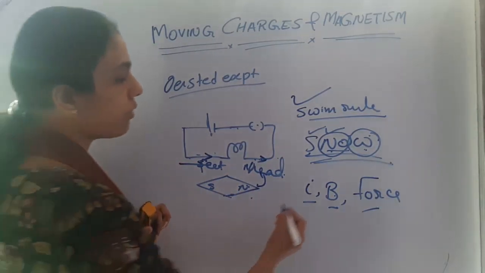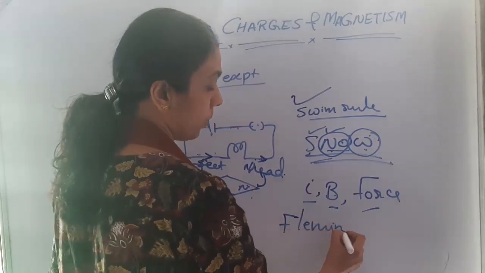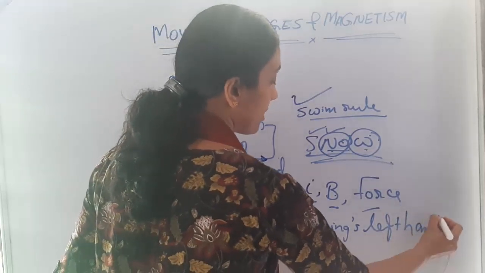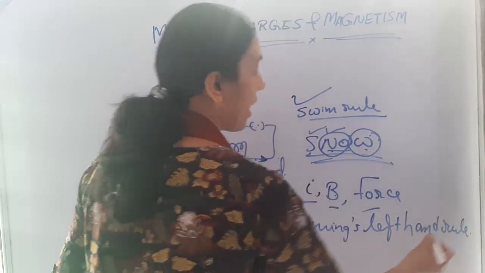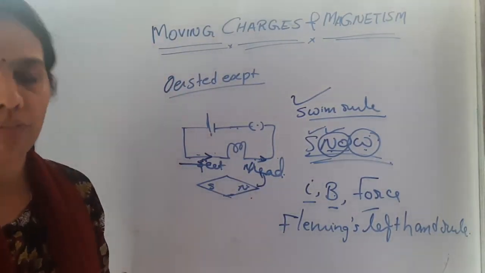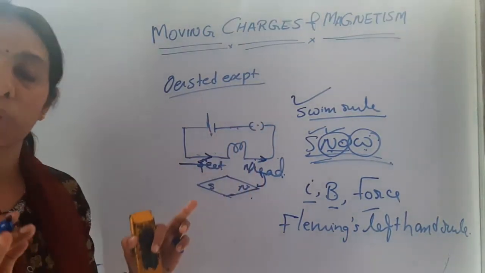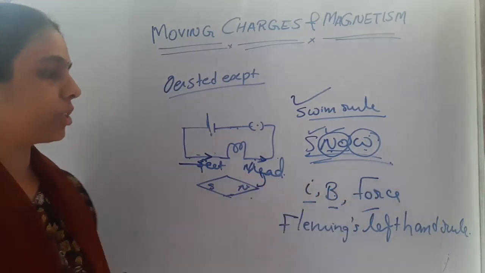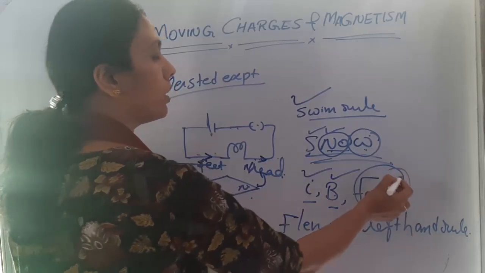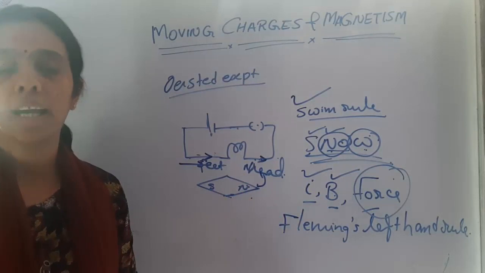Okay, then the direction of force can be found out with the help of Fleming's left hand rule. Fleming's left hand rule is a method to find out the direction of force acting on a current carrying conductor present in a magnetic field. So this is a current carrying conductor which is present in a magnetic field, and a force is acting. So what will be the direction? We know the direction of current, we know the direction of magnetic field, then we can find out the direction of force acting on the conductor using Fleming's left hand rule.